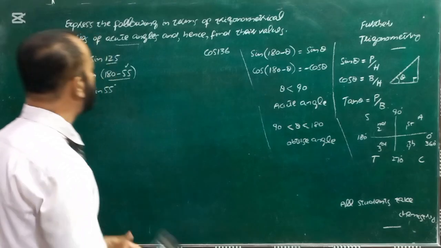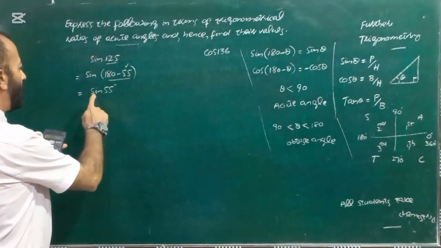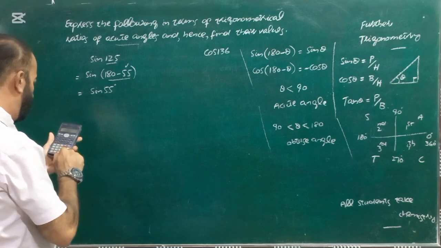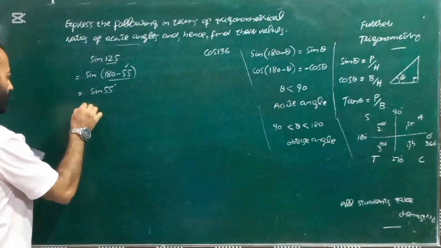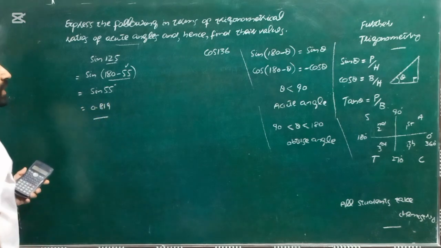The next thing that is required, and hence find their values. So now on the calculator we will find this value, sine 55. So sine 55 is equal to 0.819. So this is the answer.